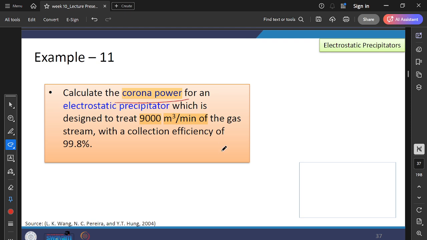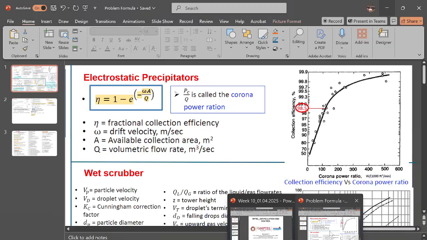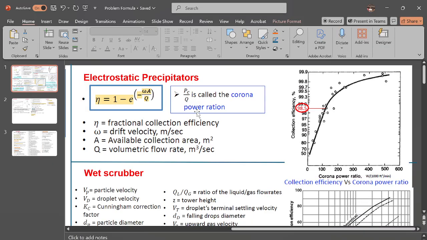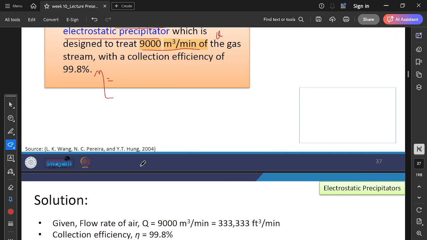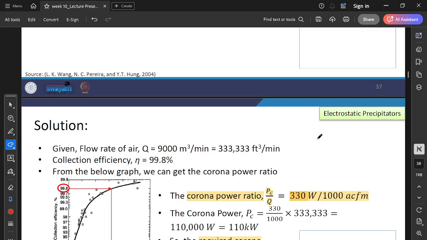Now another question related to electrostatic precipitator with corona power discharge. So there is another formula that I have given. Let me read the question first. Calculate the corona power. Corona power is the negative charge required to give to the rod that is hanging in between the plates. So for an electrostatic precipitator which is designed to treat 9,000 meter cube per minute, that is the Q of the gas, for a collection efficiency of 99.8, that is eta. So what is the question? Corona power is required. Power is P, corona power is PC.